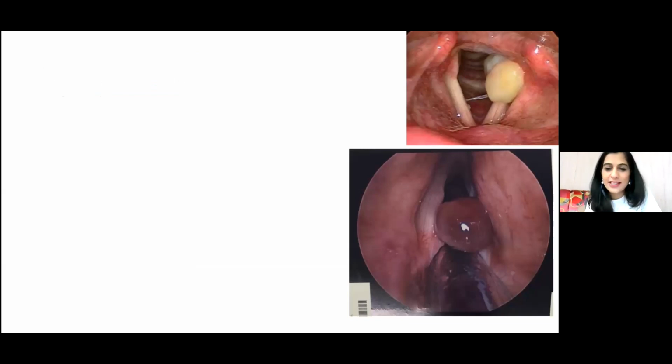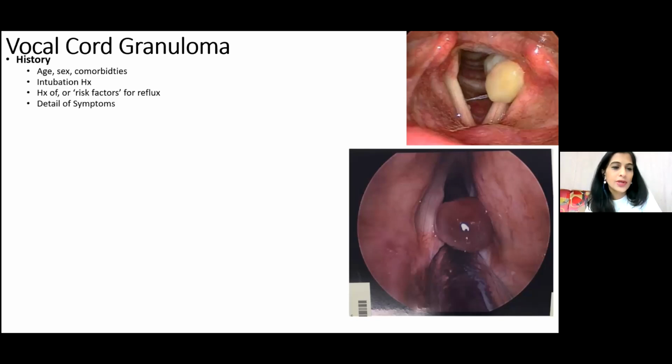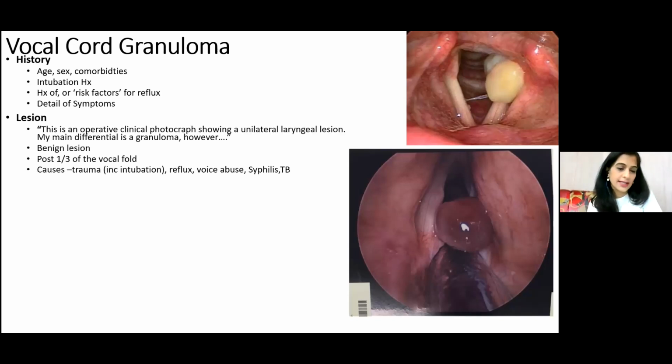So this picture, obviously, of a lesion in the larynx, is meant to represent a vocal cord granuloma. Key things that you'll cover in your history are the usual things about age, sex and comorbidities. But for vocal cord granuloma, the features you really don't want to miss are: is there any history of intubation or any other reason for trauma to the larynx, and also any risk factors for reflux, because there is some suggestion that reflux has a significant etiology in the formation and sustaining of granuloma formation in the larynx. And you obviously want details of the patient's symptoms regarding voice change and things like that.